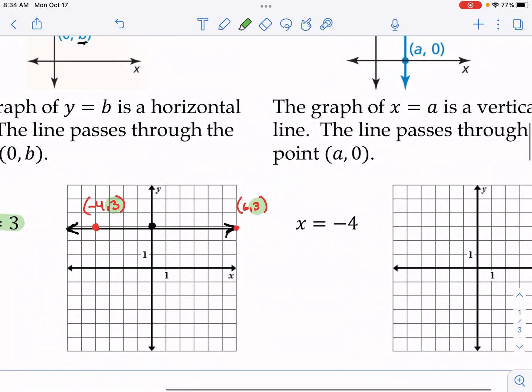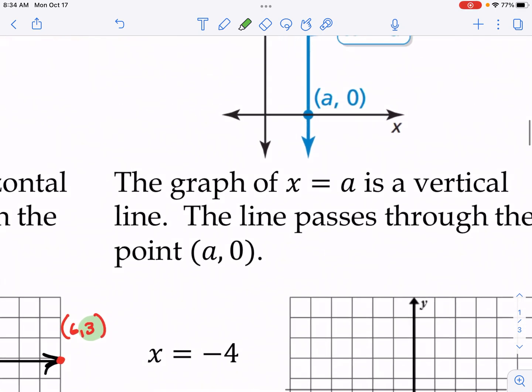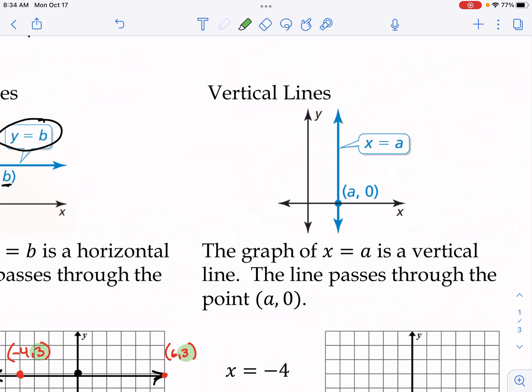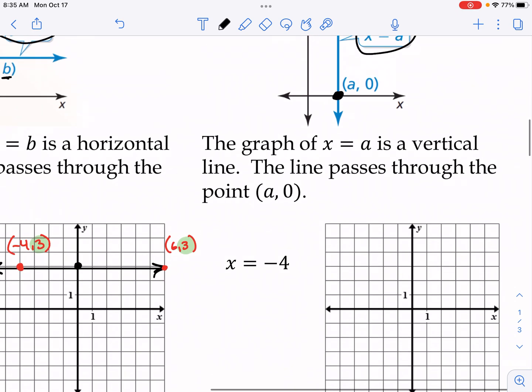This is a function. The one out to the right is for vertical lines. As we can see, it's a vertical line. This would not pass the vertical line test, but we can still write an equation for it. So this is of the form x equal to a, and this is where a is on the x-axis. So the graph of x equal to a is a vertical line. The line passes through the point (a, 0).